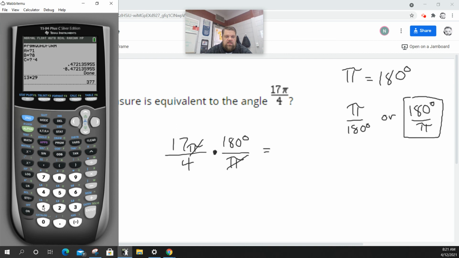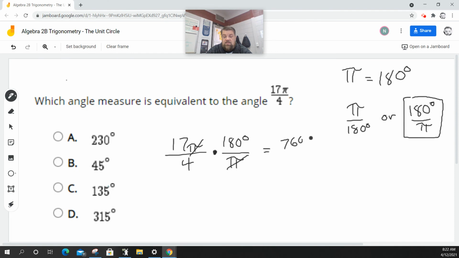So I'm going to say 17 times 180, which is 3,060. Boy, that's a big number. Divided by 4. So this is actually equal to 765 degrees. And if you look, you could see, wait a minute, none of these are equal to 765 degrees.